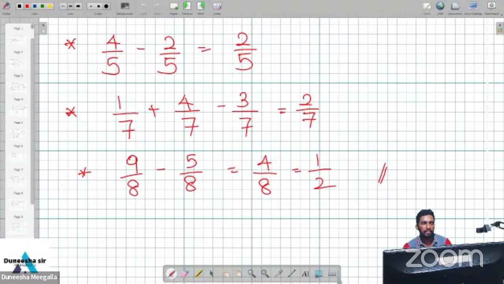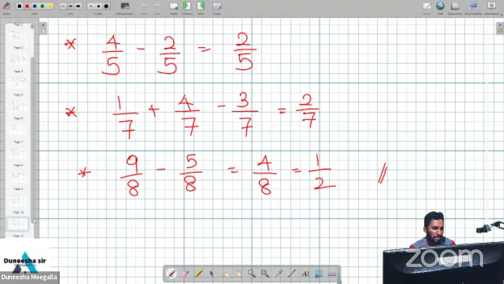Then after that we discussed 4 over 5 minus 2 over 5, and the answer is 2 over 5. When adding and subtracting: 1 over 7 adding 4 over 7, then 4 over 7 minus 3 over 7. The answer is 2 over 7. Okay, like this we did.